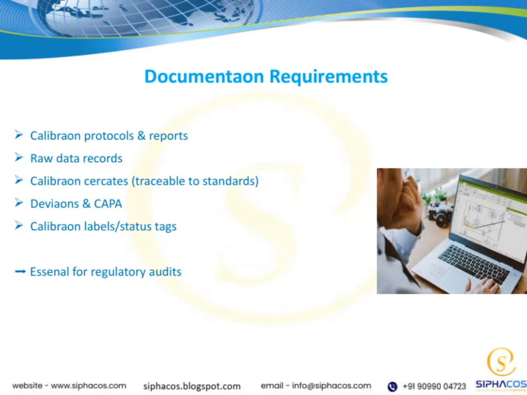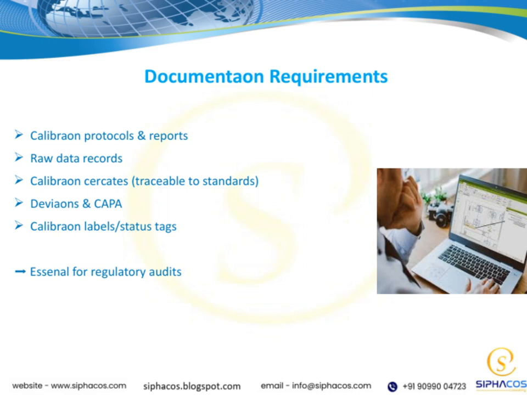Let's talk about the documentation requirements that are essential for maintaining a robust calibration process. First, we have calibration protocols and reports. These are the detailed procedures and summaries that guide and record each calibration, ensuring consistency and traceability. Next, raw data records are crucial because they provide the actual measurements taken during calibration. These records serve as the factual basis for verifying calibration accuracy.